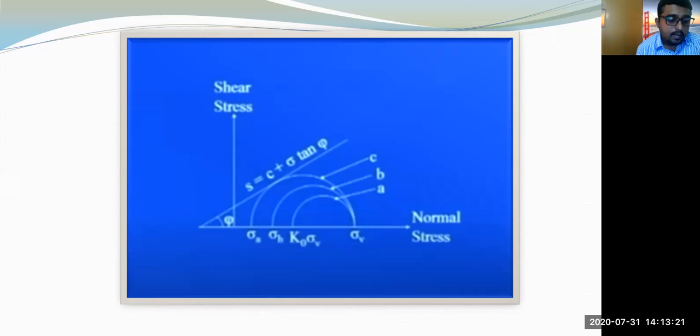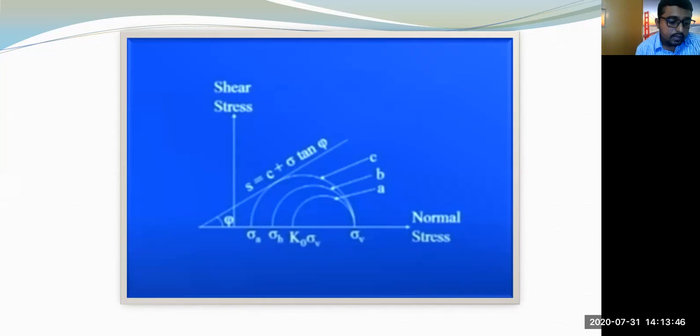That means that as soon as it touches the Mohr envelope, the soil has failed. The equation of the Mohr envelope, you know, is S equal to c plus sigma tan phi, where S is your shear strength, shear stress, c is your cohesion, and sigma is normal stress. Phi is the angle of internal friction.